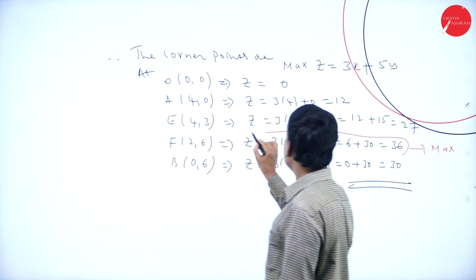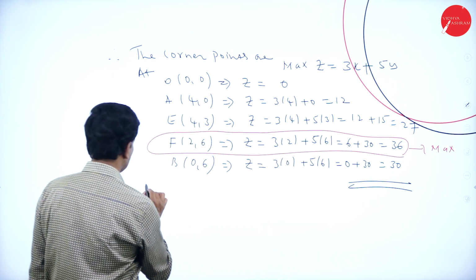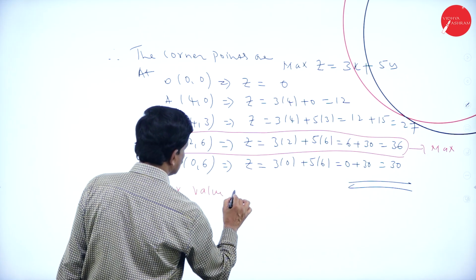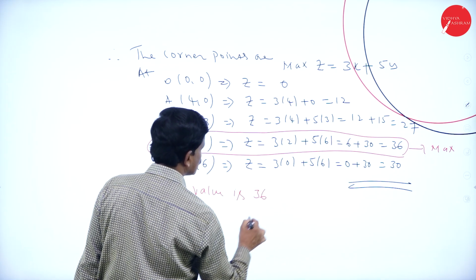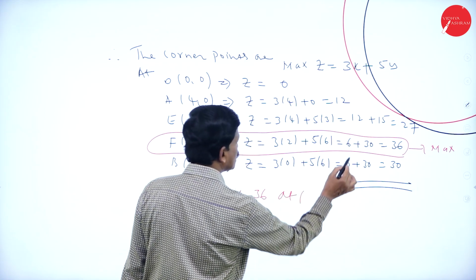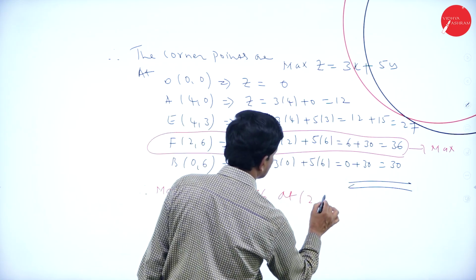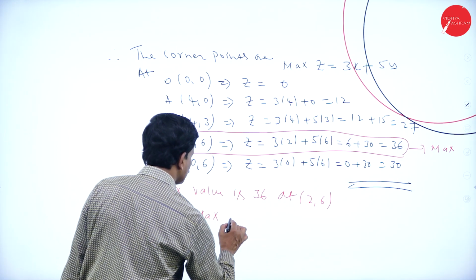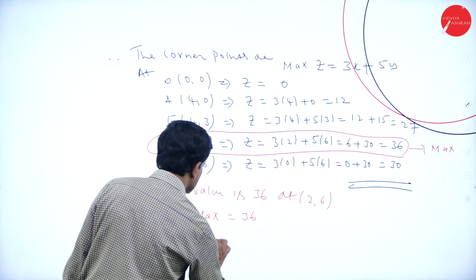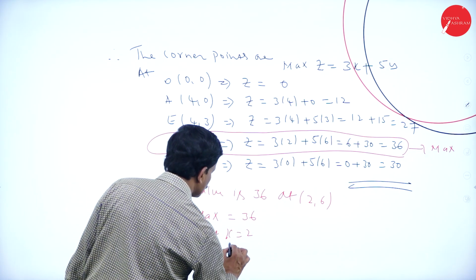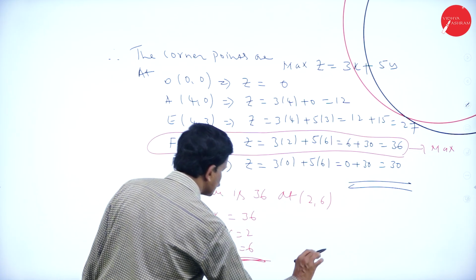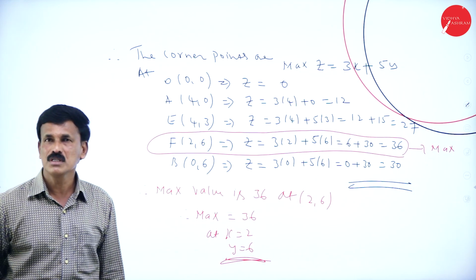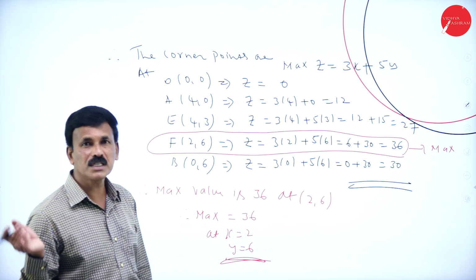So the maximum value is 36. Therefore, the maximum value is 36 at, what are the points? At 2, 6. That is, the function is maximum, equal to 36, at x is equal to 2 and y is equal to 6. That's all. The maximum value is 36 at x is equal to 2 and y is equal to 6. That's it. Now let us come to the next problem.